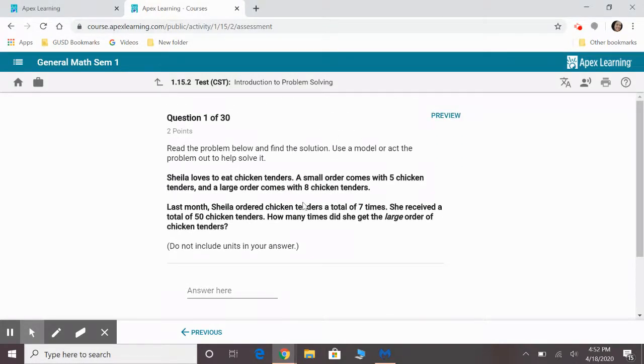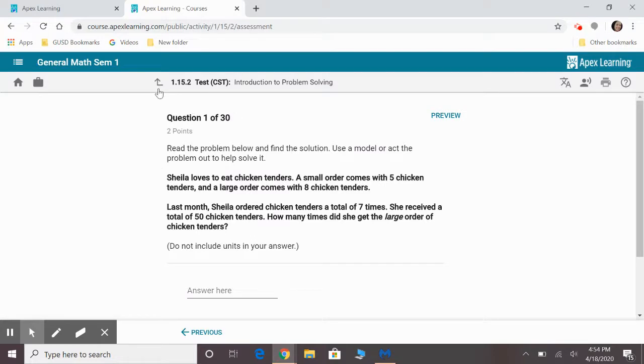And now the tests are in a new random order. They don't put them in the same order again, and they may be slightly different in terms of the names and the numbers, but it's generally the same types of problems. So it shouldn't be anything totally new or different. It's all pretty similar. Okay, so that is the gist of taking tests within Apex.